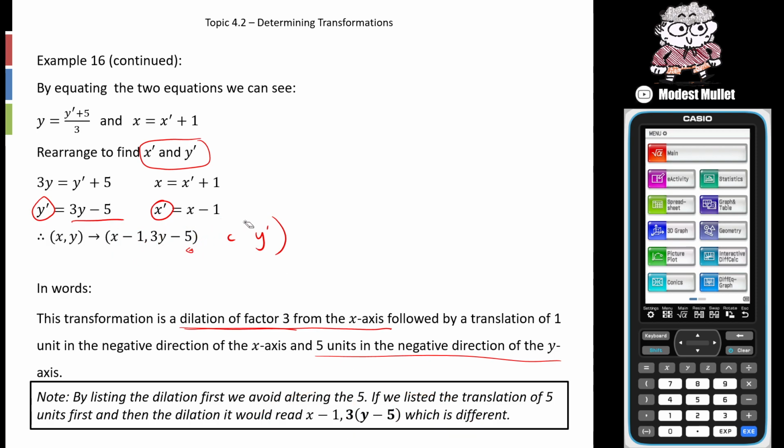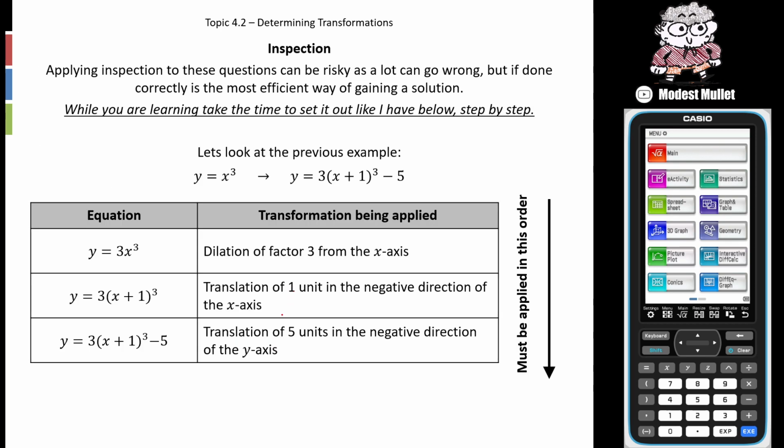There we go. This is where inspection starts to become a lot harder. You have to be able to pull this off with inspection and identify the transformations, know the replacement rules off the top of your head, and then think of what replacements would get you from the original function to the new function. This is where the order of those replacements becomes really critical, and this is when people most make mistakes. So we're starting with y equals x cubed, and we're ending up with this form.